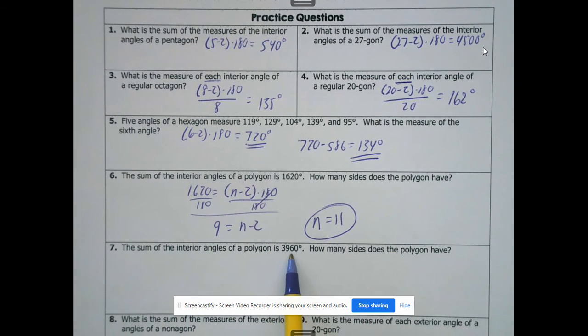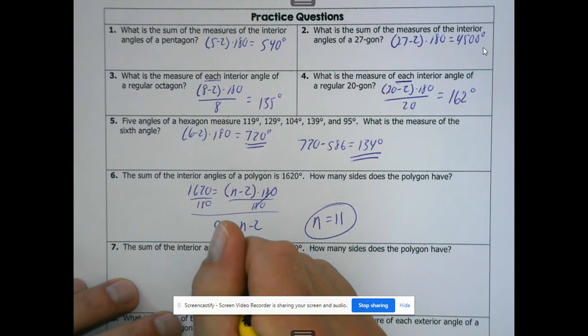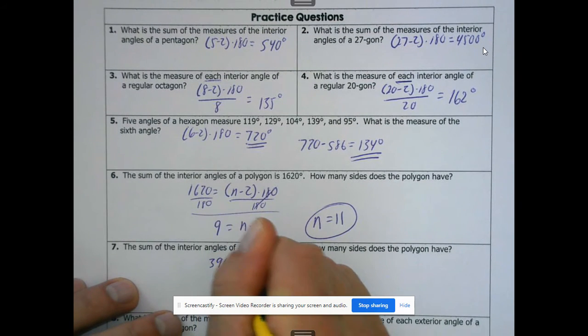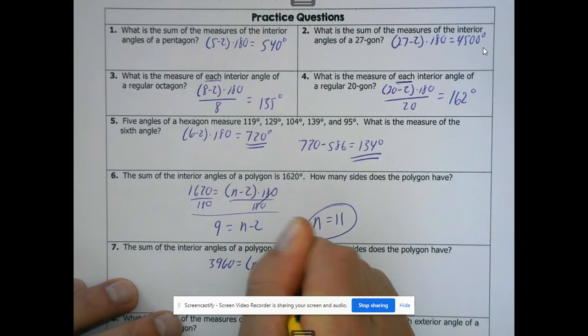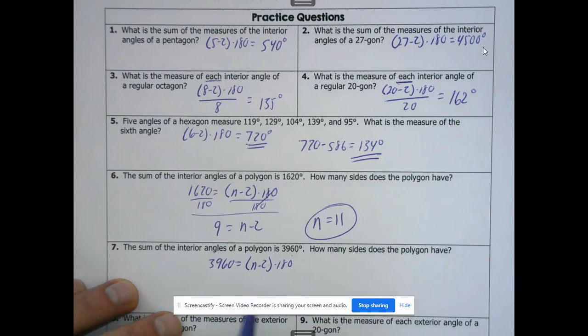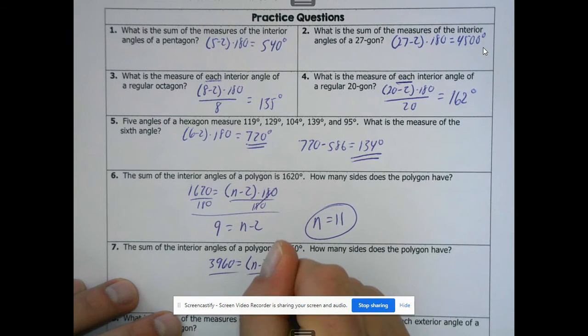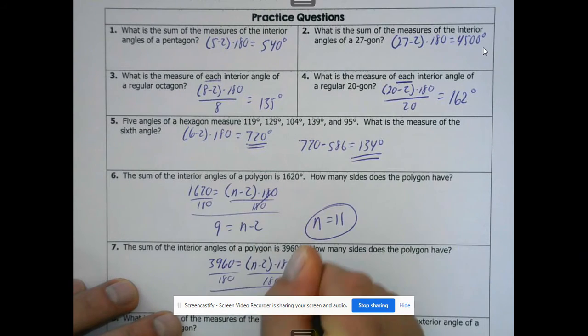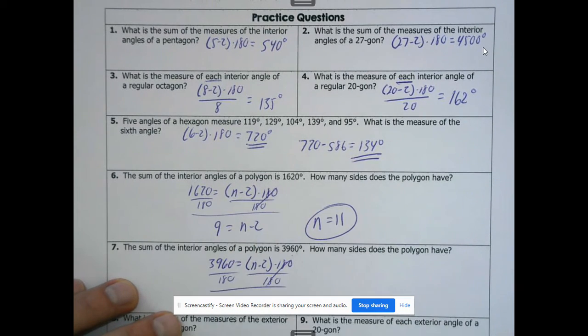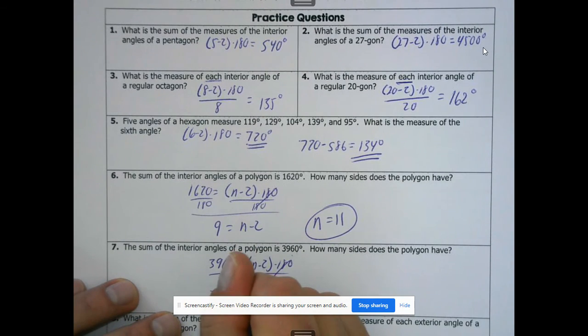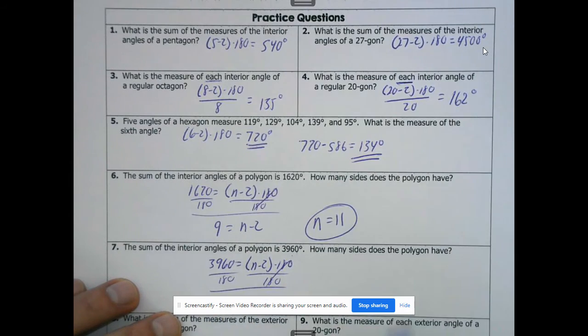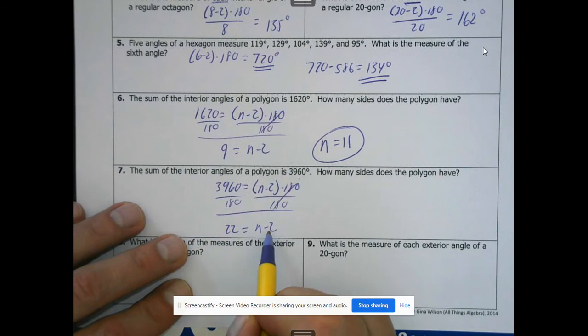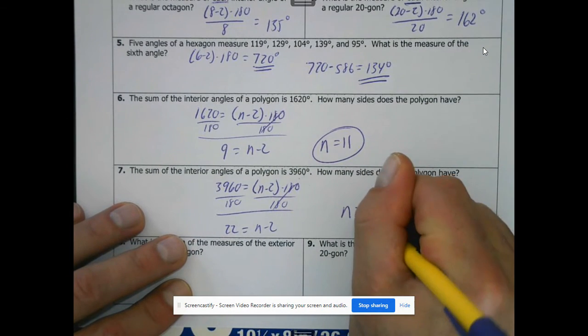How many sides? All right, so same thing as number 6. Just more practice. 3960 equals n minus 2 times 180. Divide by 180 first. That comes out to be 22. Then last step, just add the 2, and it's 24.